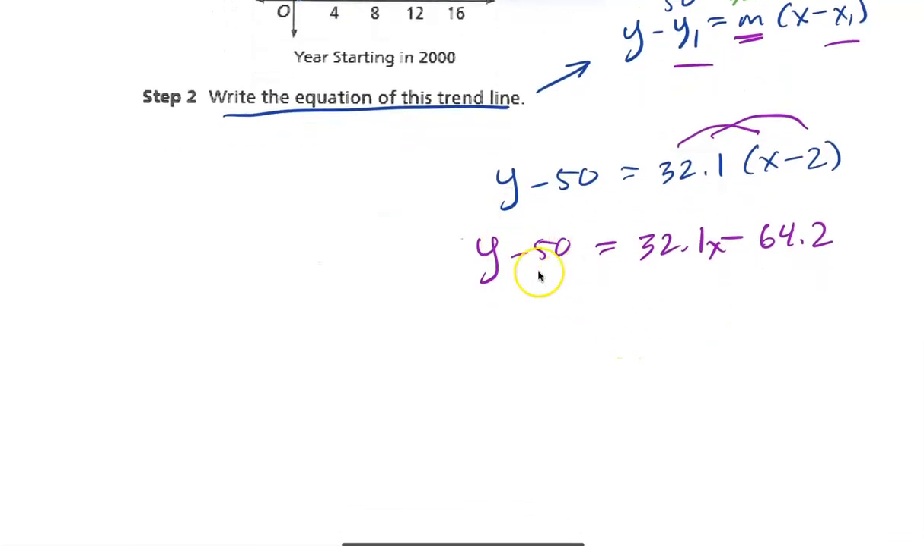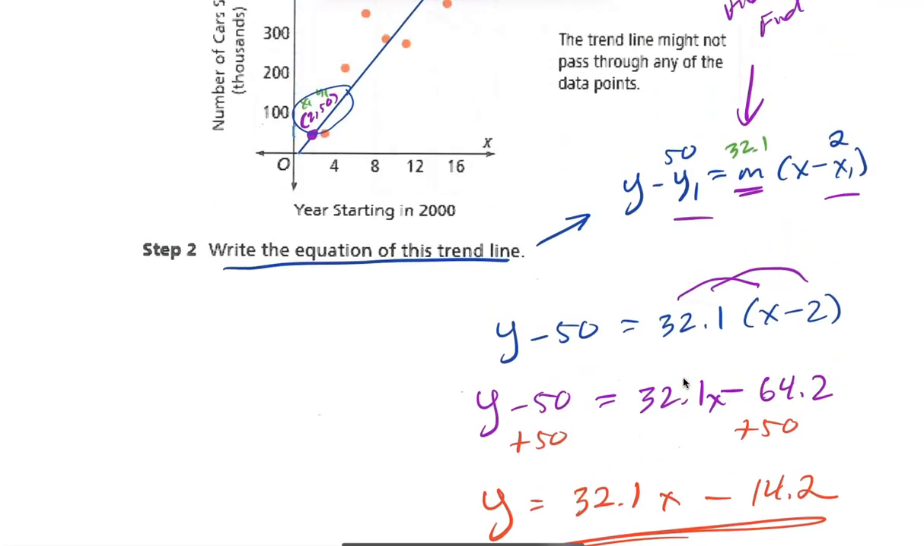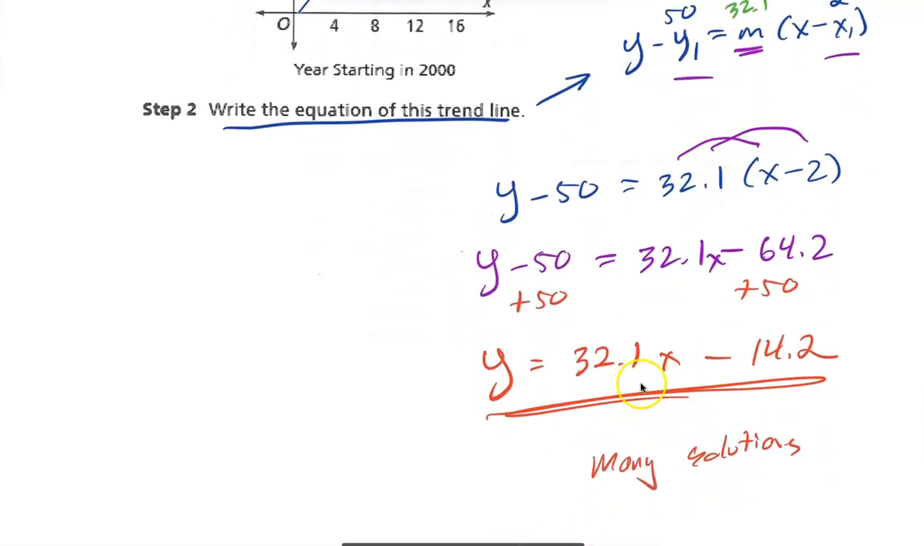And let's try to get the y by itself. So let's move it over. We want a linear function, so I'm going to get y equals 32.1x minus 14.2. Keep in mind, there are many solutions possible, right? It depends how you draw your trend line. So many solutions. Now they're not all right. If you draw your trend line with a negative slope, it would be wrong. But there are many solutions.